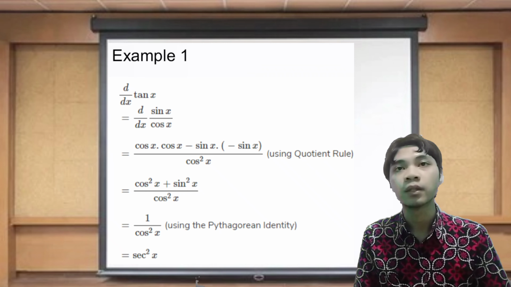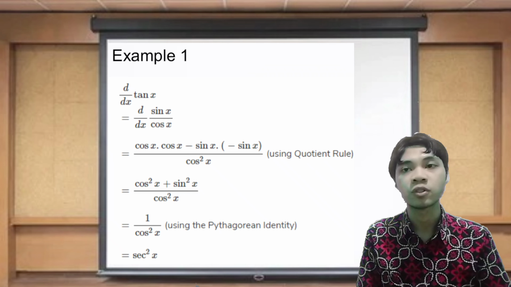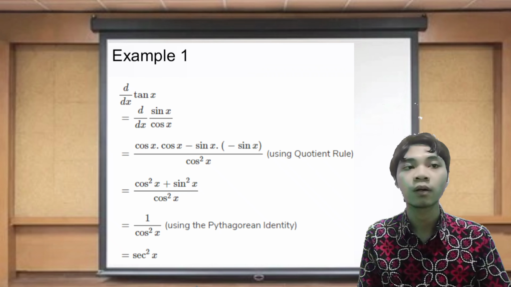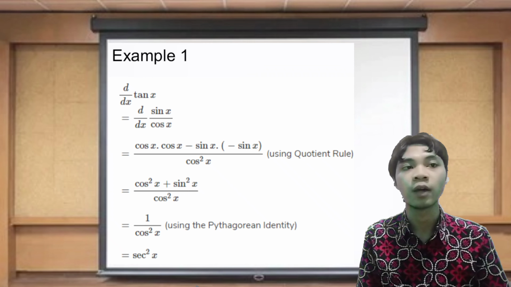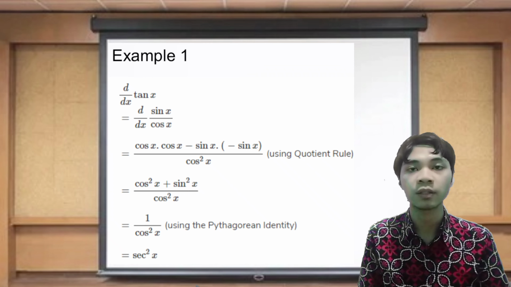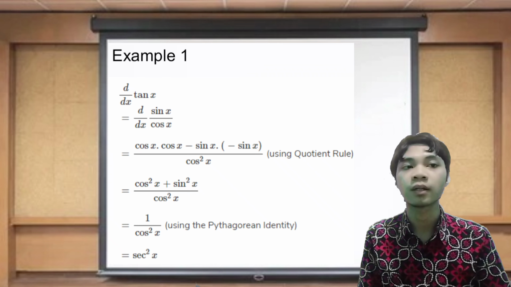Remember, in the basic concept of trigonometry, 1 over cos equals secant. So 1 over cos squared x equals secant squared x.